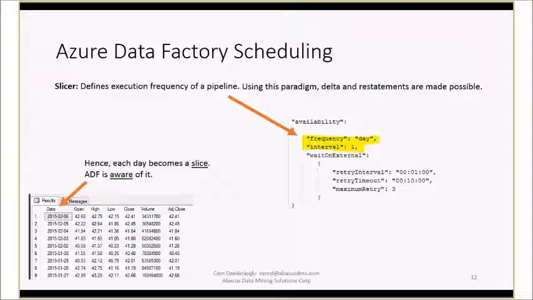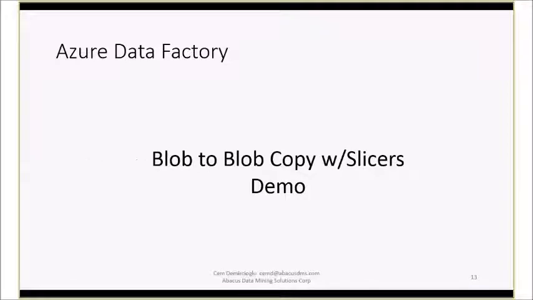So how did you tie this code over here on the right to your pipeline, so it knows it's using this slicer? I'm going to show it to you in just a second, in the next slide.